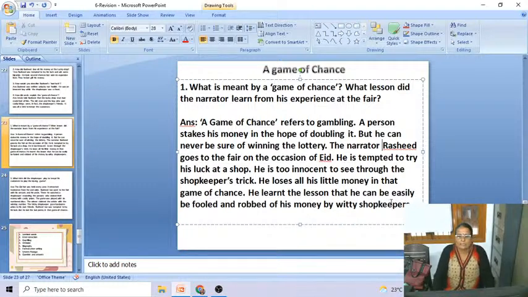He learned the lesson that he can easily be fooled and robbed of his money by witty shopkeepers. You know, in a fair, a lot of such games are there in every fair to attract the children and to loot the money which the children may be keeping in piggy bank, all those things.